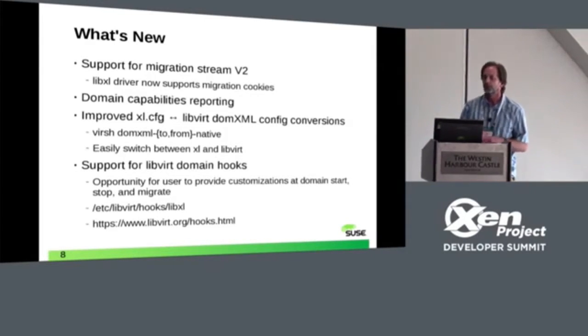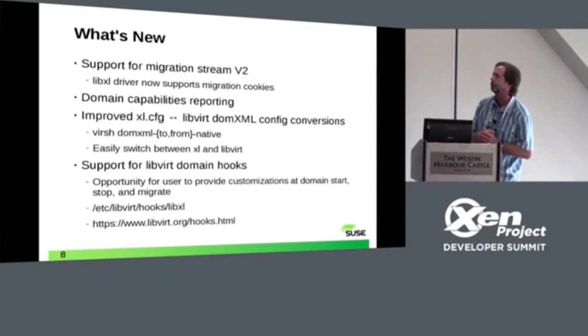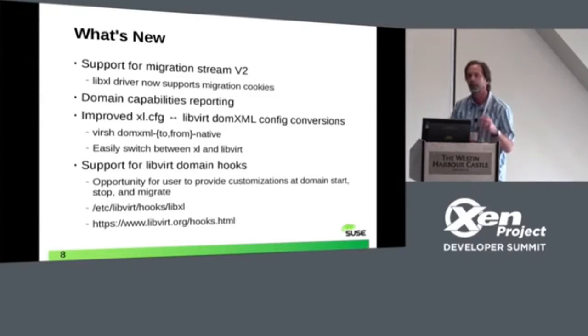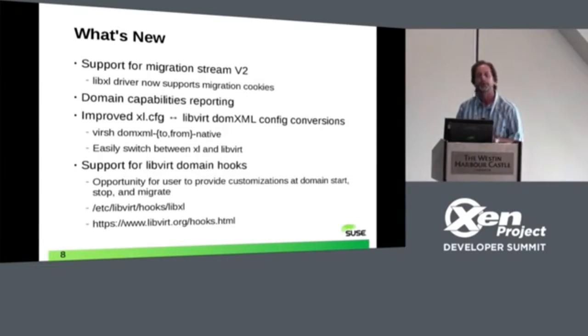I have a link there to the hooks page on the libvirt website, which has more detail, but essentially what you do is implement a file called libxl for the libxl driver, whatever it is you want in there, drop it in the /etc/libvirt/hooks directory, set it to executable, and then that would be executed when your VM starts or stops or is migrated or saved.